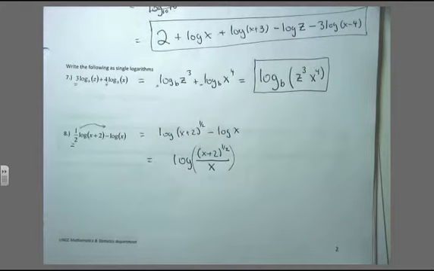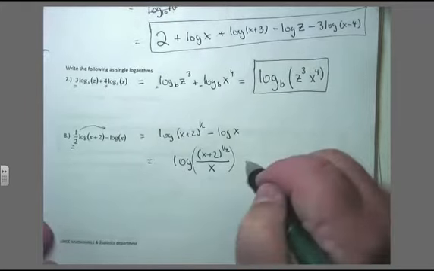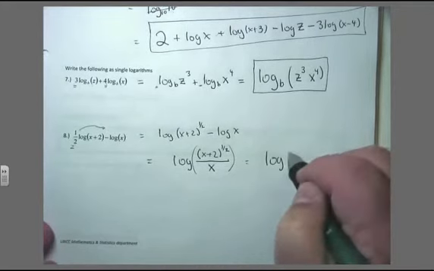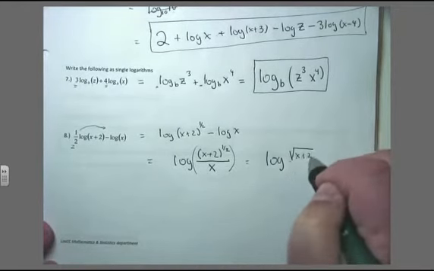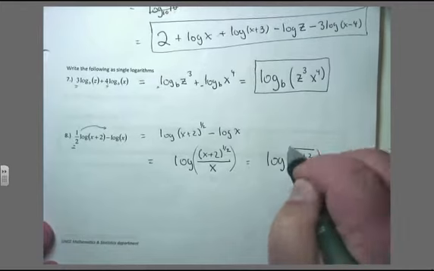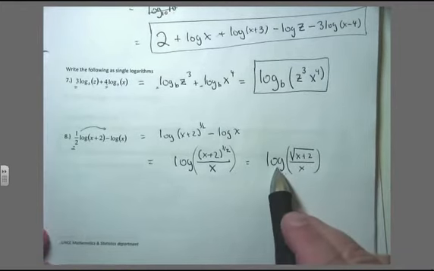What's a 1/2 power also known as? They would write it like this: log of the square root of x plus 2, divided by x. This is how the back of the book would look. Does that make sense?